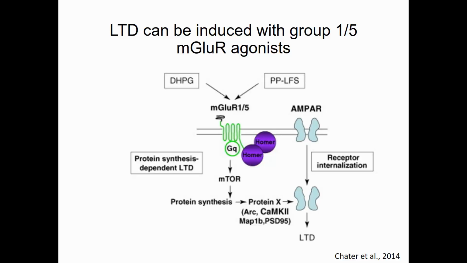So DHPG, this drug, is an agonist of mGluR1 and 5.